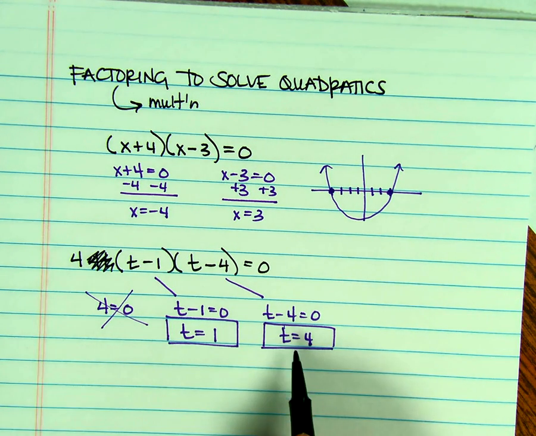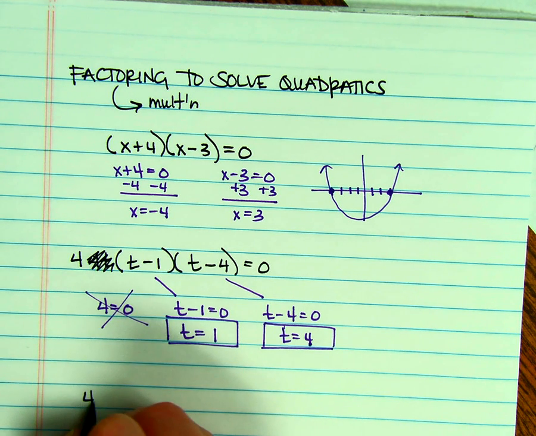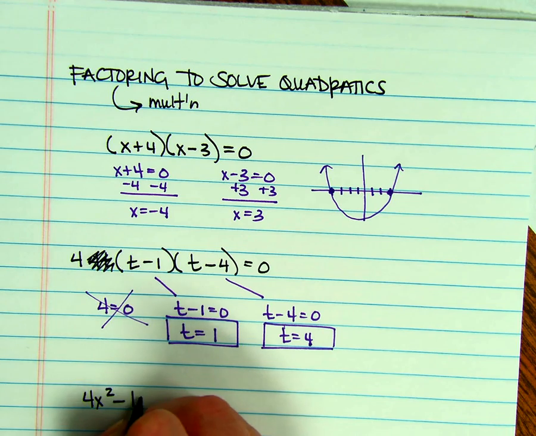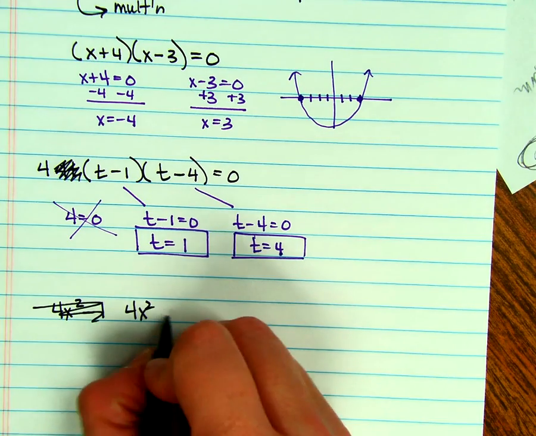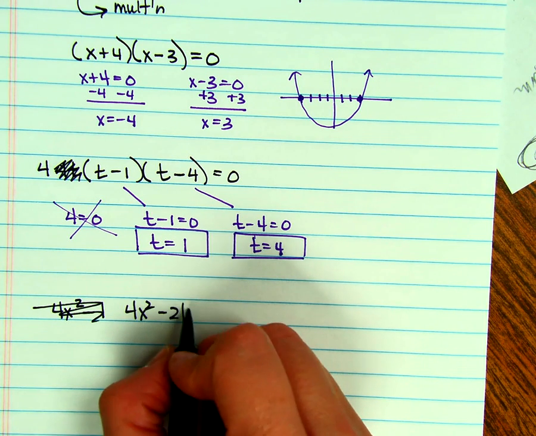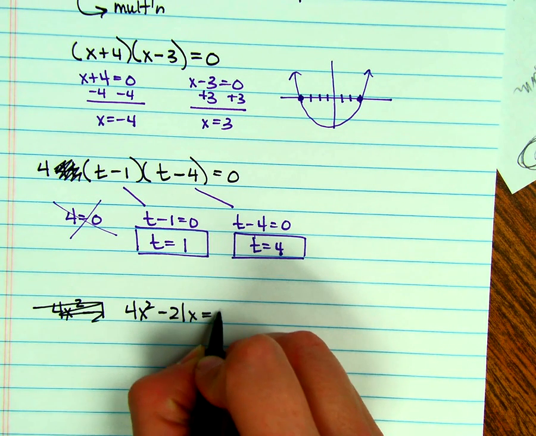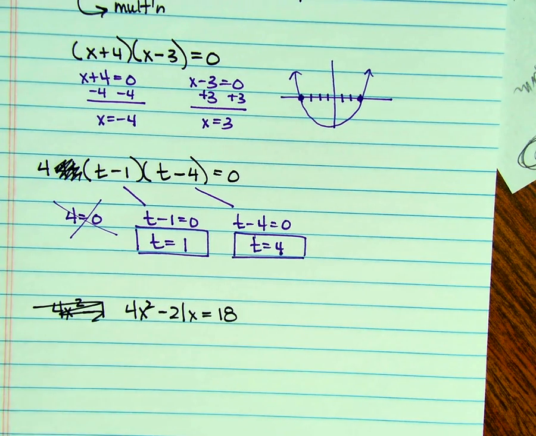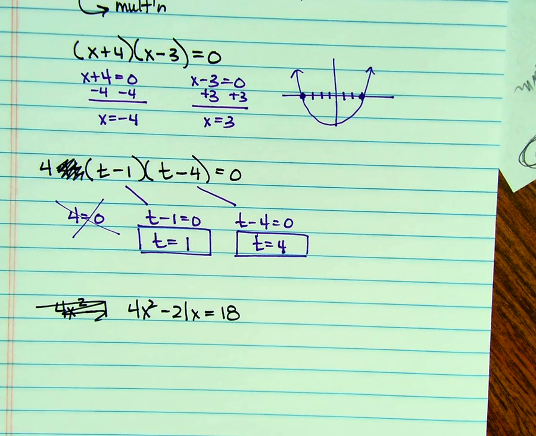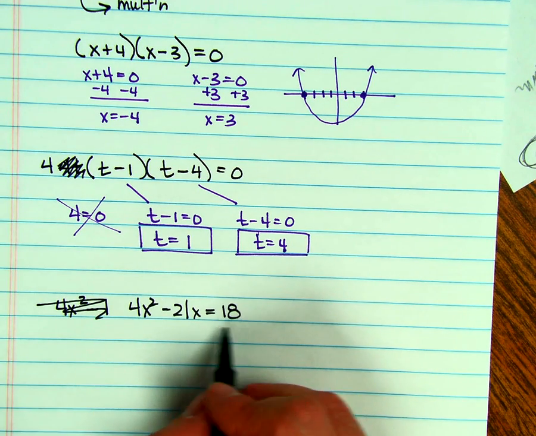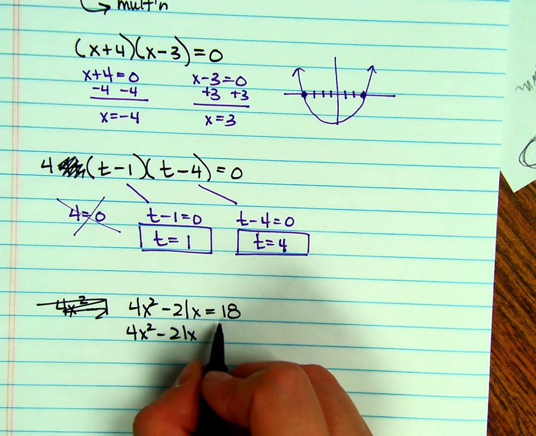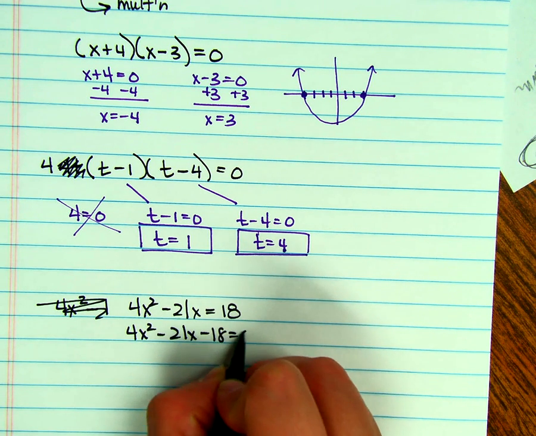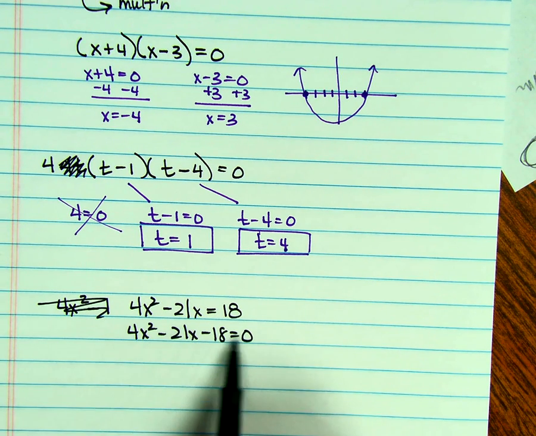So when we are doing these, you need to put them in standard form first. So 4x squared, back up, 4x squared minus 21x equals 18. So this is not factored, so we are going to have to factor it. So the first thing you do is get it set equal to 0, and in descending order, so I'm going to subtract 18 on both sides. Then I am going to factor this.